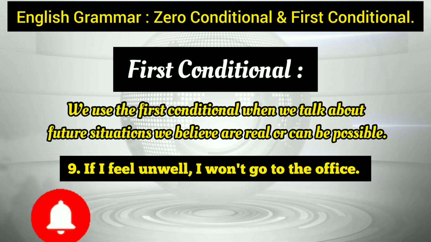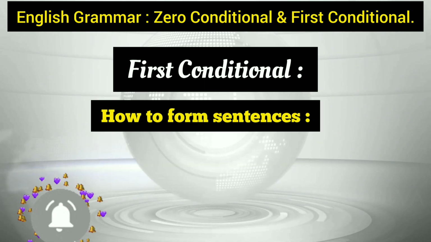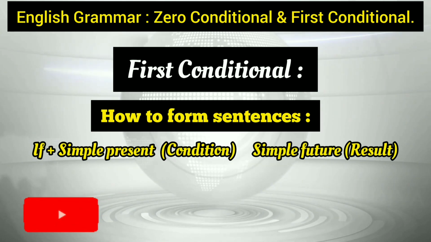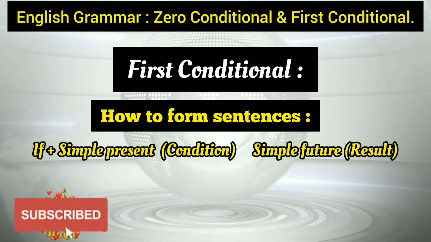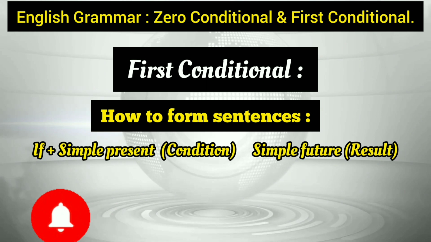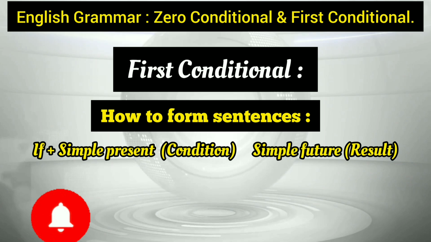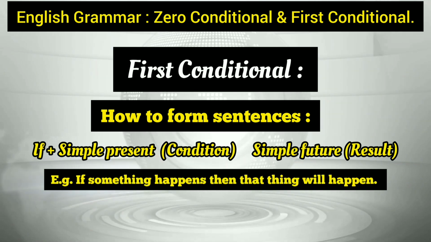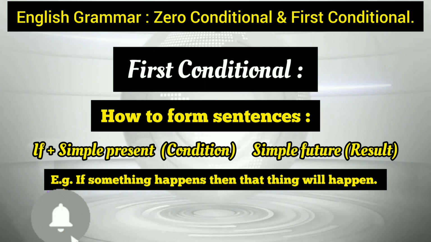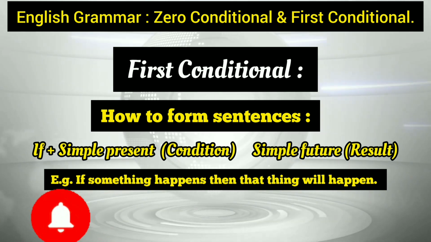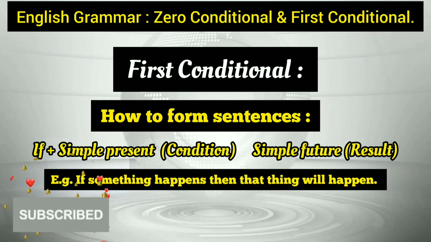So as you have already understood the syntax, how to form sentences, let me again show you. Here at first we can use the if clause, and after that we use simple present tense to give the condition, and in the later part of the sentence we use the simple future tense to give the result. As you see the example, if something happens, then that thing will happen. So we are using the simple future to talk about the result. So let me give you some more examples to make you understand.